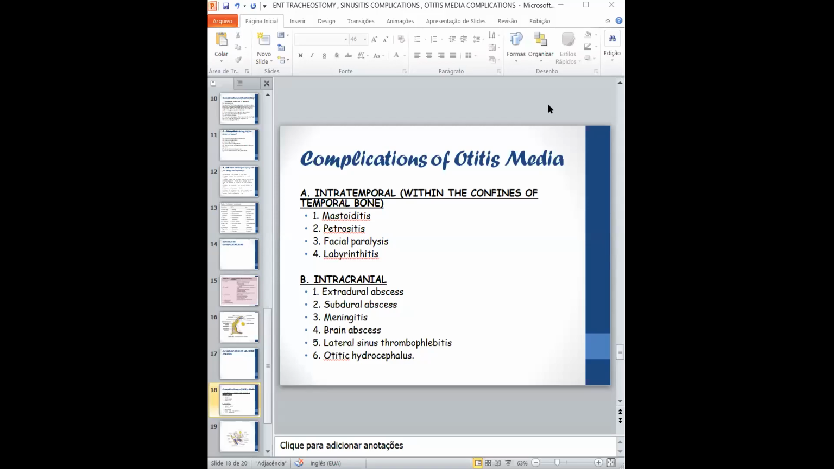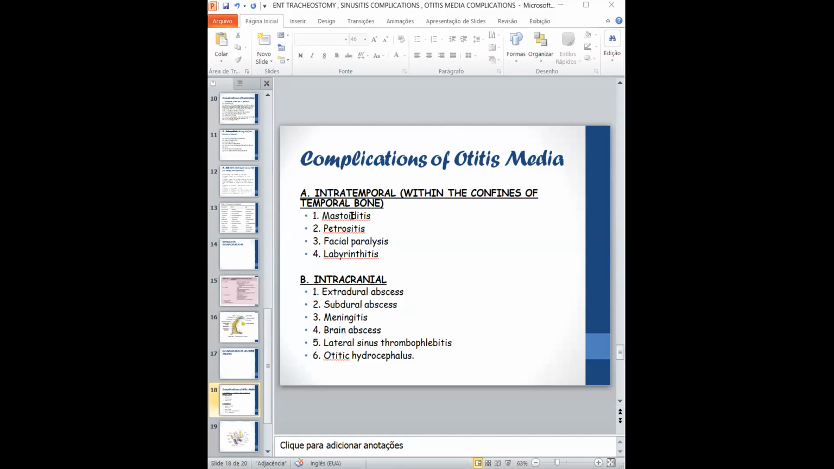Hello everyone. Today we'll be talking about complications of otitis media. Otitis media complications are divided into intratemporal and intracranial. Some classifications divide it into intracranial and extracranial as well. So let's look at the intratemporal complications. This basically refers to the complications that arise within the confines of the temporal bone.